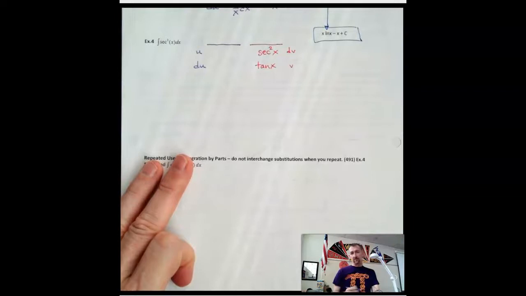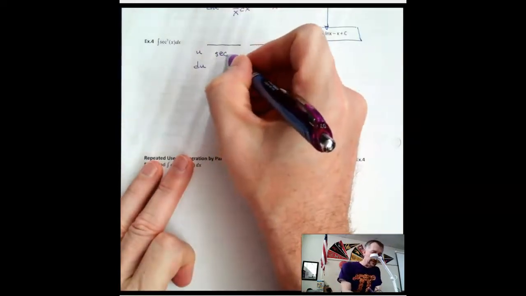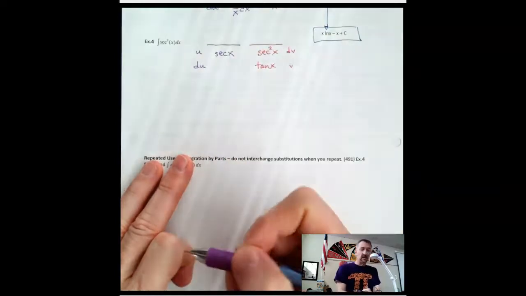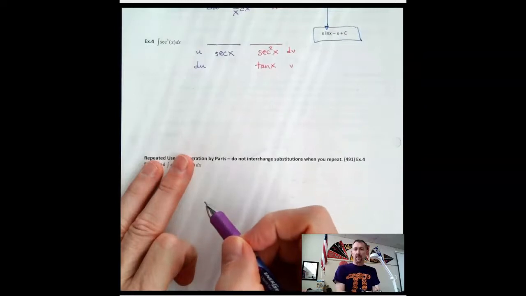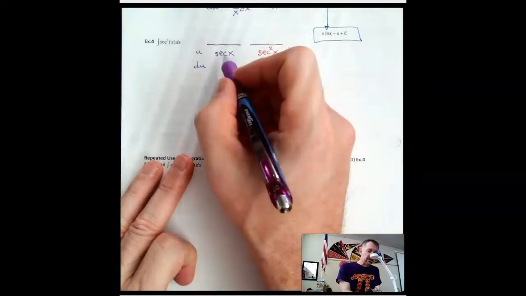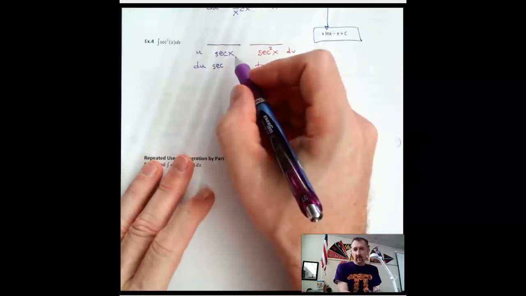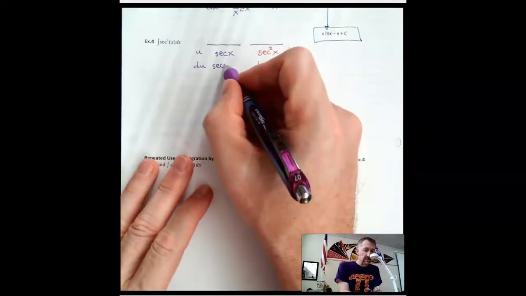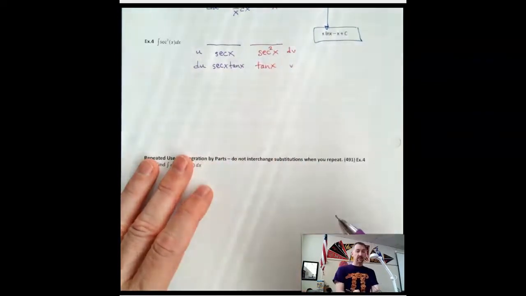So, one of our things that we try to do is pick something that we can integrate. So, that means that secant would be u. Secant times secant squared is secant cubed. Alright, so the derivative of secant, hopefully you remember your trig derivatives. We reviewed all this stuff from the notebook. So the derivative of secant is secant tangent.